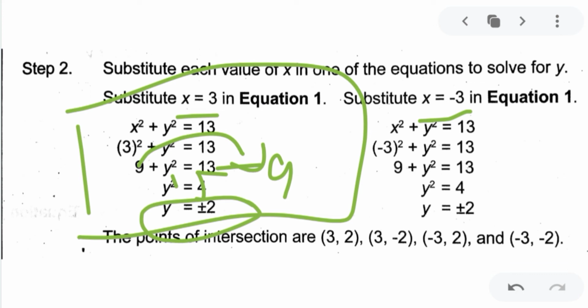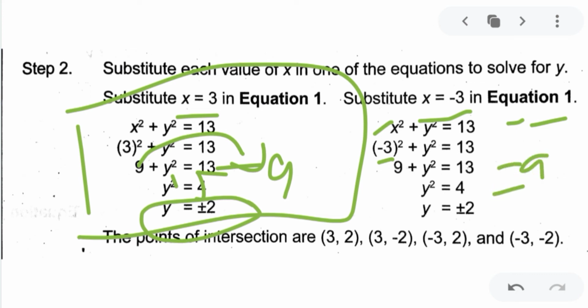And then we have to find as well the other values of y in terms of the other x, which is -3, in equation 1. So that will be x squared plus y squared equals 13. You will have here -3 for the x. -3 squared is 9, plus y squared equals 13. Y squared equals 13 minus 9.